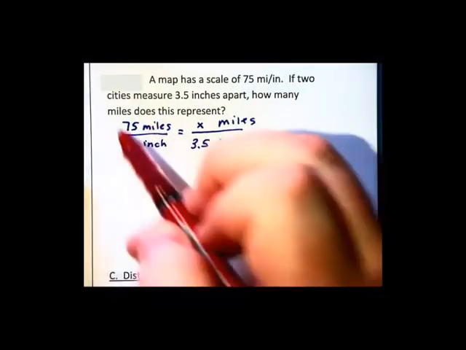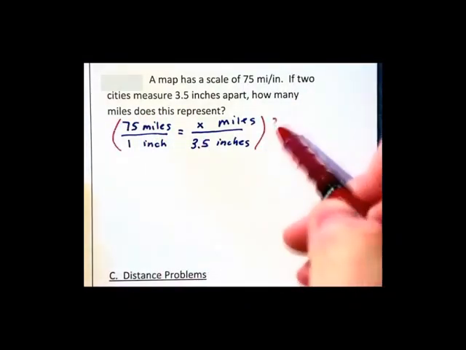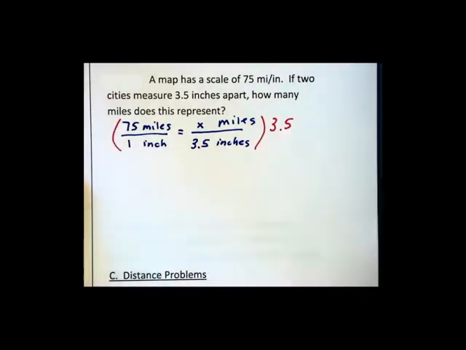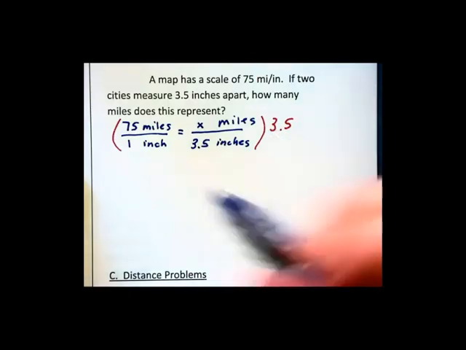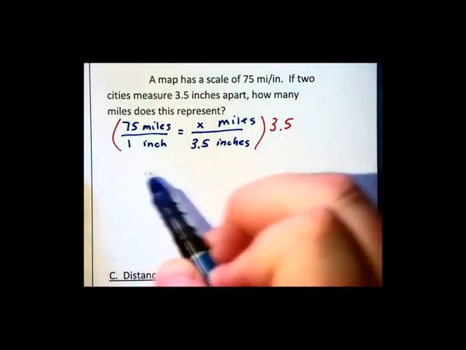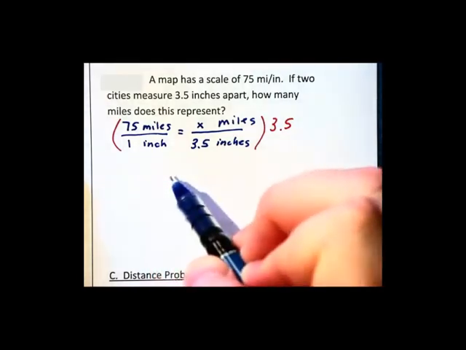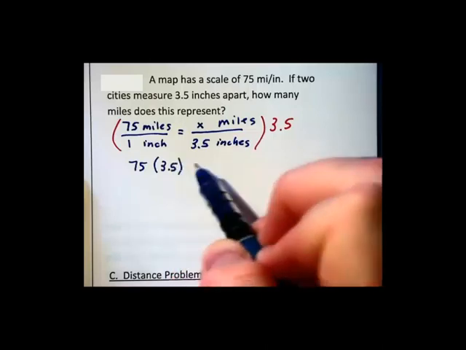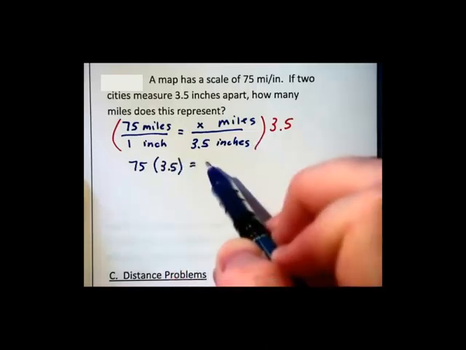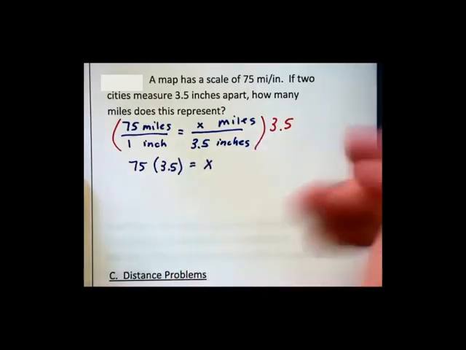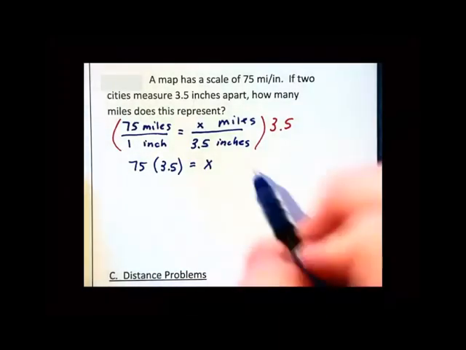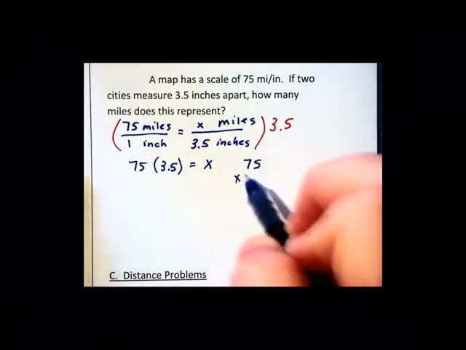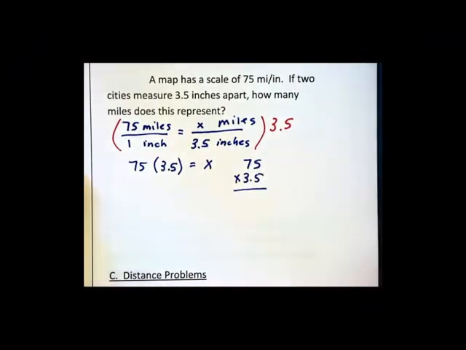Multiplying through by 3.5 on each side, we're able to cancel out those denominators. On the left, we're going to have 75 times 3.5, and on the right the 3.5s are going to cancel and we're going to get x. Now all we have to do is multiply these two, and I don't have that number already figured out, but it's okay to do some multiplication by hand every once in a while.